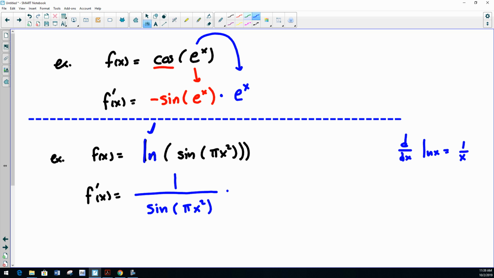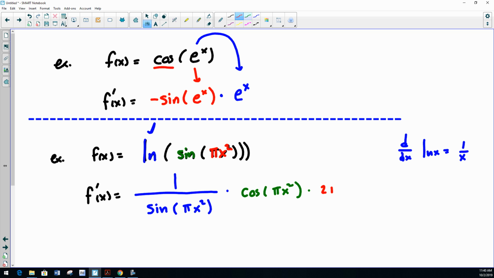What's the derivative of sine? Cosine. The inside does not change. Pi x squared times. And I'll switch to my last color. Who knows the derivative of pi x squared? 2 pi x. So that one had 3 links in the chain.